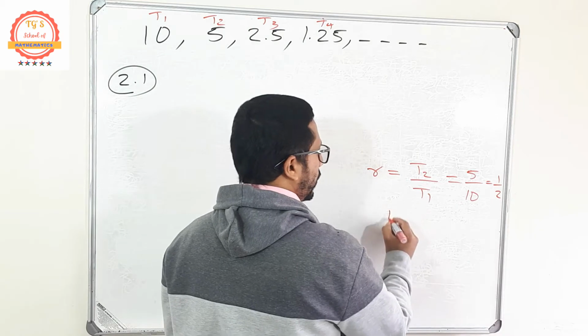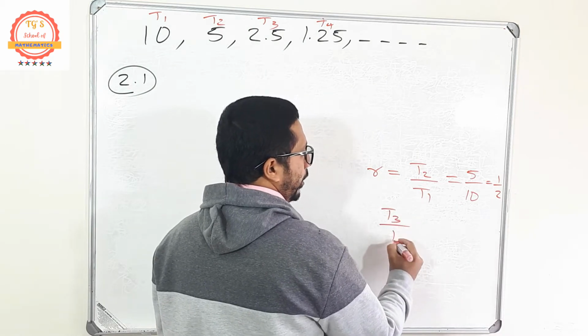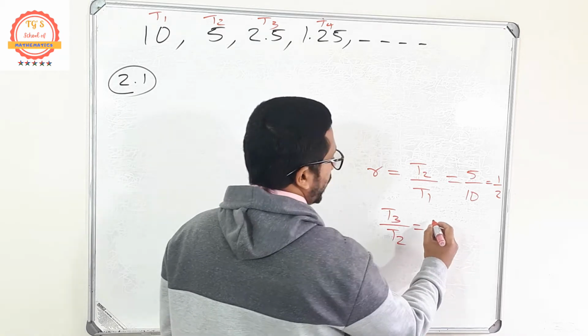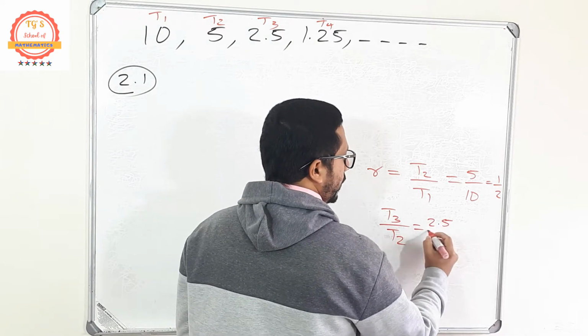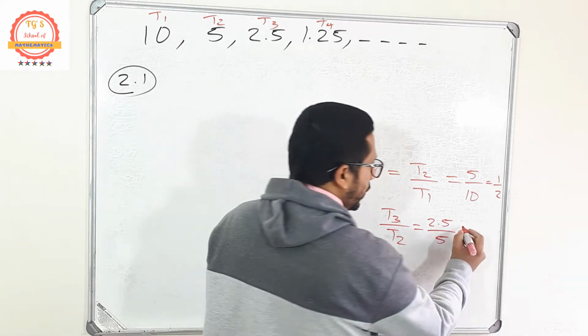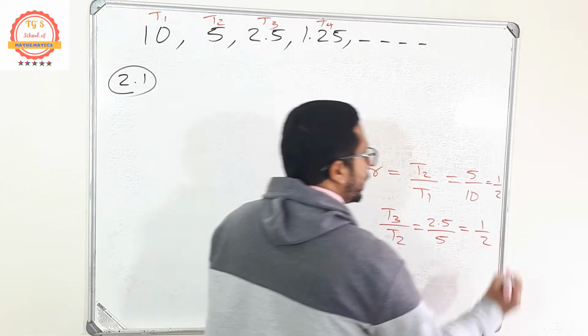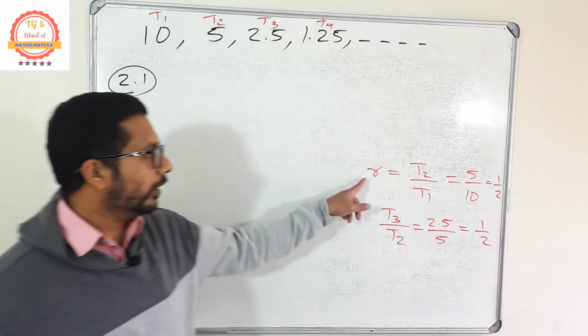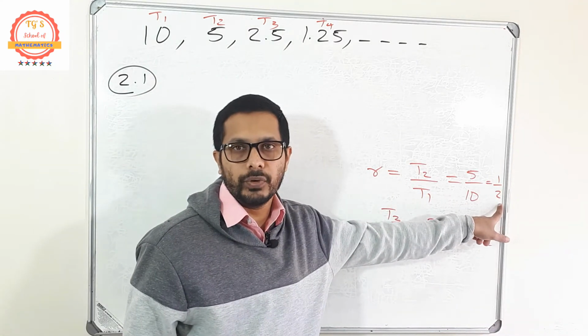Just check one more. Third term divided by second term. The third term is 2.5 divided by the second term, 5. You can check in your calculator; you will get the answer as 1 over 2. So anyway, the common ratio is 1 over 2.